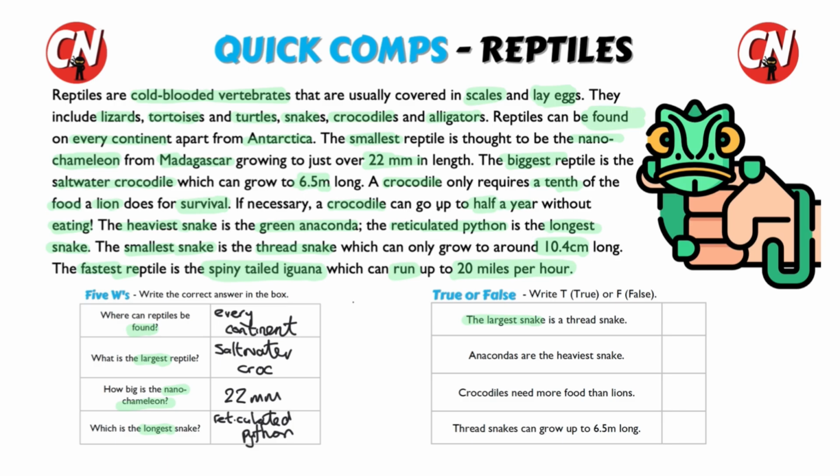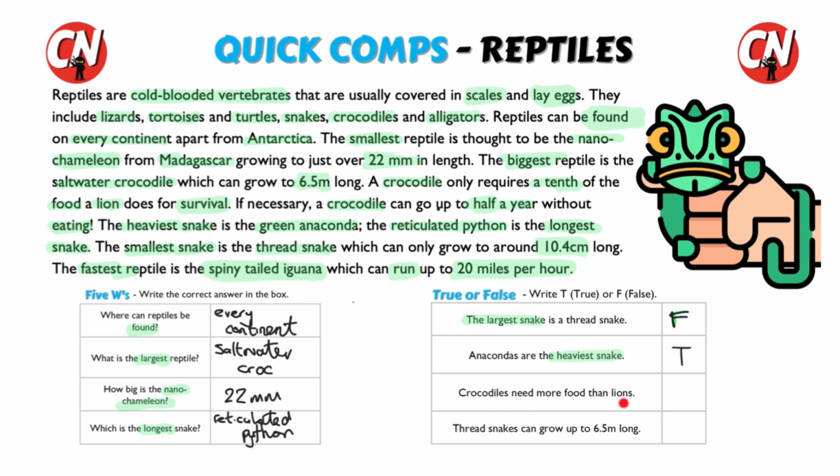I'm just going to take that off because we want the highlighter. The largest snake, okay? This says it's the thread snake. Let's check. Well, we can remember this. The largest snake, the longest snake, is the reticulated python, the heaviest snake. That's a little bit unfair with the largest snake, but we're going to assume that's the longest snake is the reticulated python. So it's definitely not the thread snake. So that's false. I'm going to change that to black. That's false. Anacondas are the heaviest snake. So again, key information, heaviest snake. Is it the anaconda? The heaviest snake is the green anaconda. So that is true. Very simple.